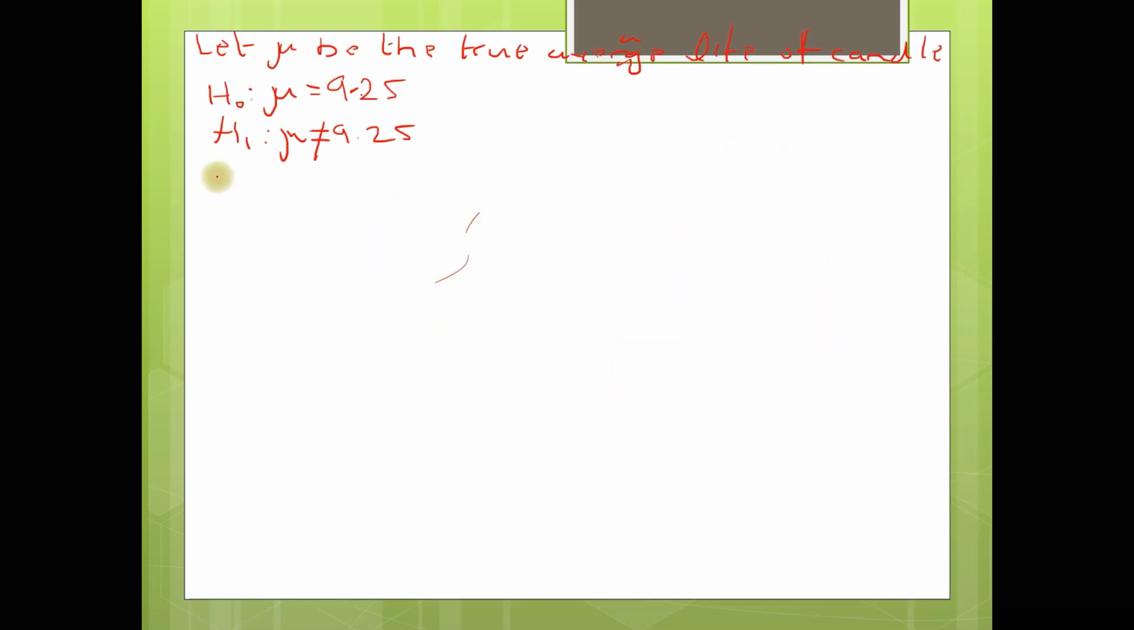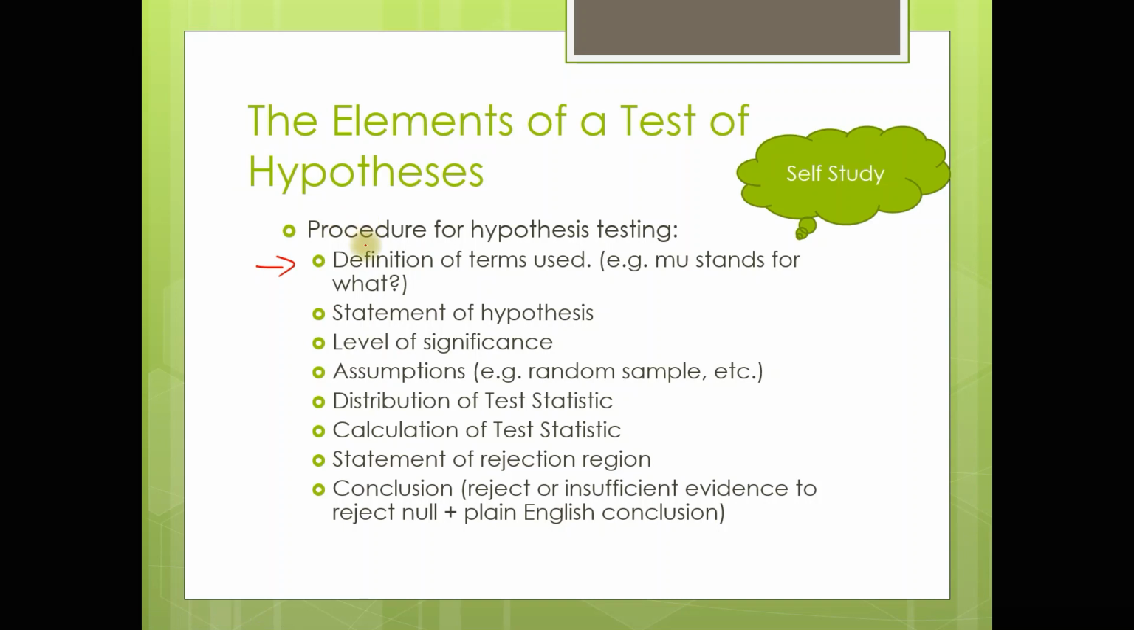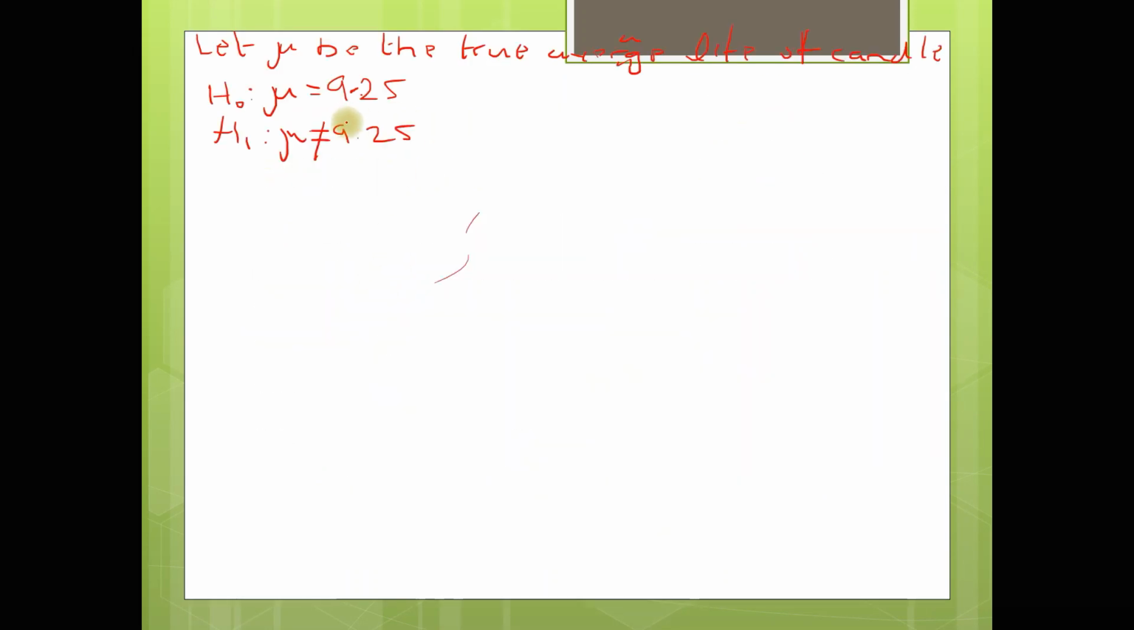So let me just get back to this. Our first step was to define the term, which we did. The next step was to write down the statement of your hypothesis, which is done. Our next step is to define our level of significance. As I told you earlier, all hypothesis testing questions are based on the level of significance that is given to you. If it is not given, you take it as 0.05. But if it is given, it's good. You use whatever is given.